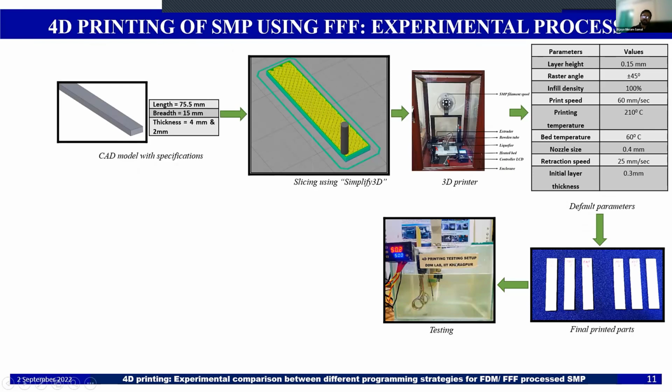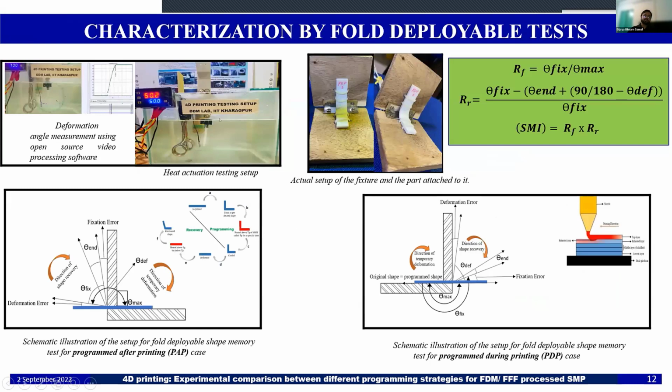The test setup that we have built here in our lab is a hot water actuation test, where we have a temperature controller, heater and stirrer, and along with that we take the video data and use open source video tracker software, and we calculate the angles, and then we can calculate the shape fixation, shape recovery, and shape memory index. And these are the fixtures that we have made so that we can deform it as well as use it for programming. So this is the angle measurement schema which we have developed, a low cost characterization technique for creating deployable structures.